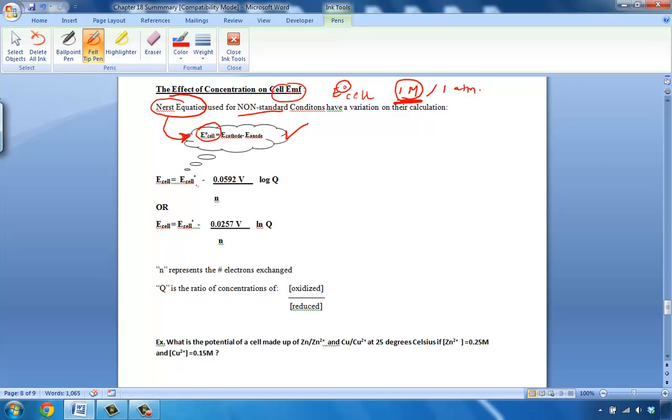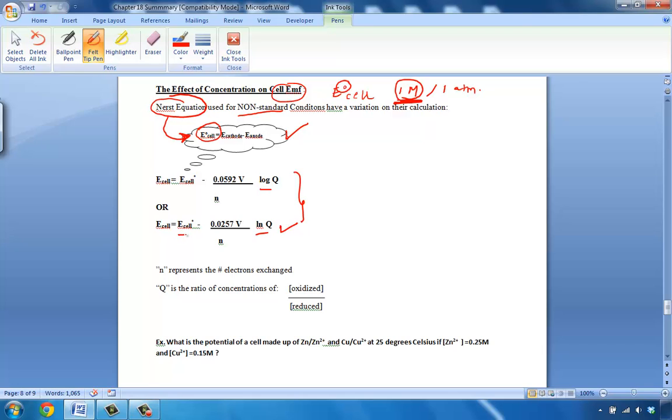So, how do we do that? We've got these two equations. Either one is okay to use. One uses the log of 10, one uses the natural log, and so either one will render the same response. It is just a personal preference of what you use. I'll be using this one. This is the one we see most often.